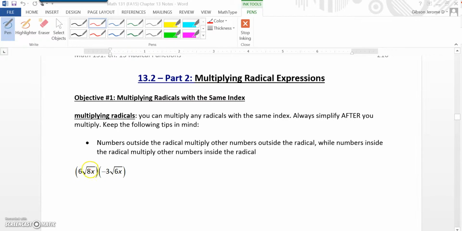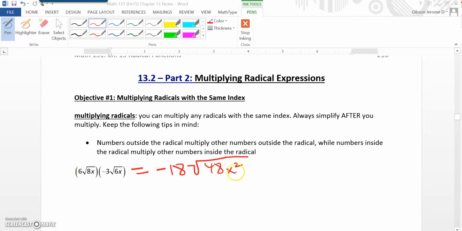If you notice, the index of both of these radicals is the same, which is 2, even though it's not shown. So what we would do is multiply the outside. So we have 6 times negative 3, which will give us negative 18. And then we will multiply the two radicals. We will carry over the radical sign. 8 times 6 is 48. And x times x is x squared.